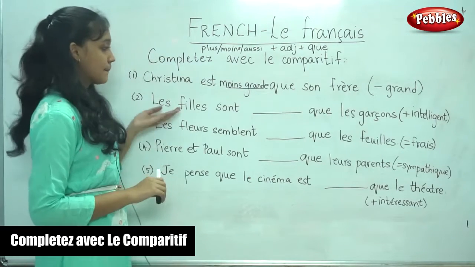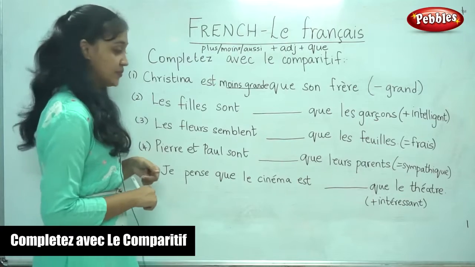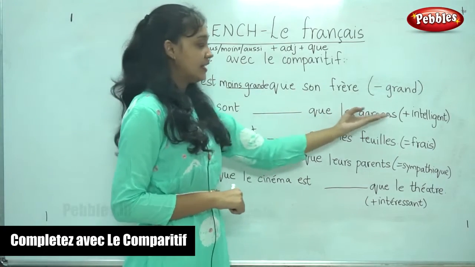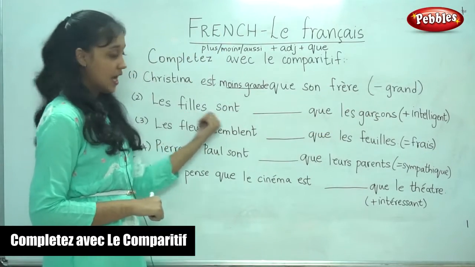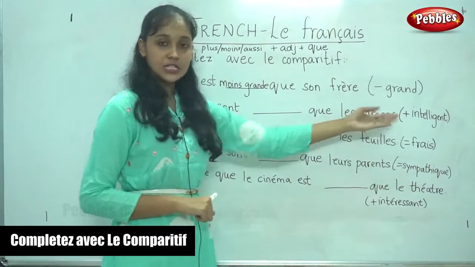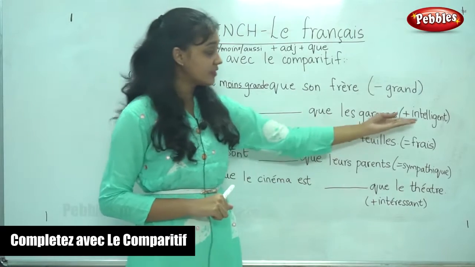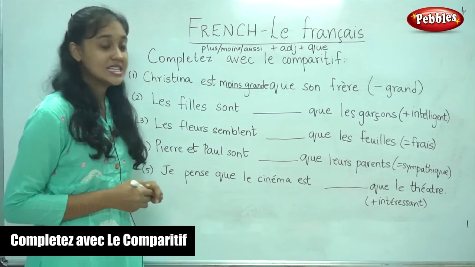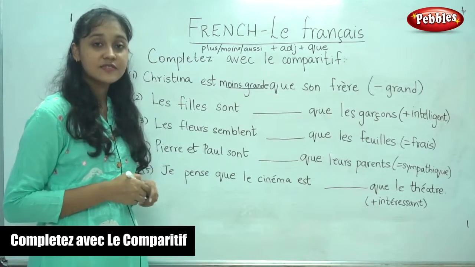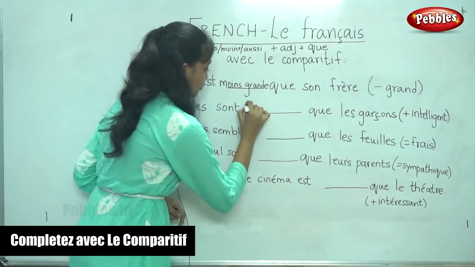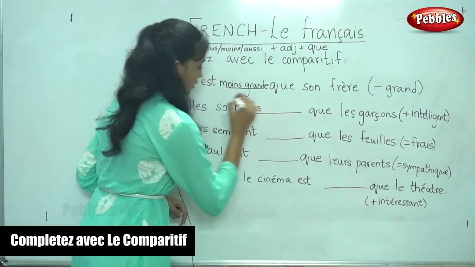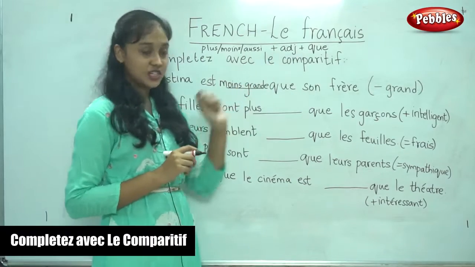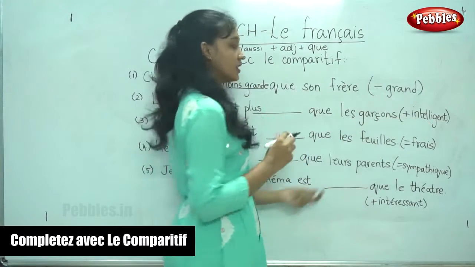The next sentence is what we have already seen in our example. Do you remember? Les filles sont dash que les garçons. The girls are dash the boys. Now, what is the symbol given to us in the bracket? It is the positive symbol. So, what is the word we use when there is a positive symbol? We use plus. So, we have finished our first step. The next step is the adjective. The adjective given is intelligent.